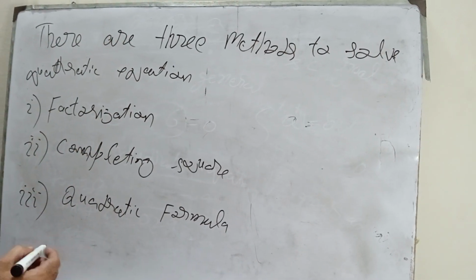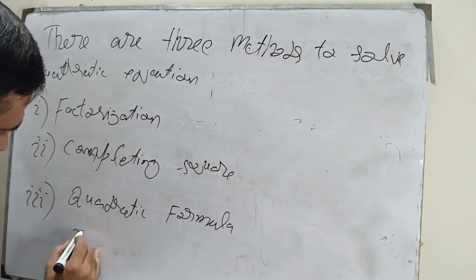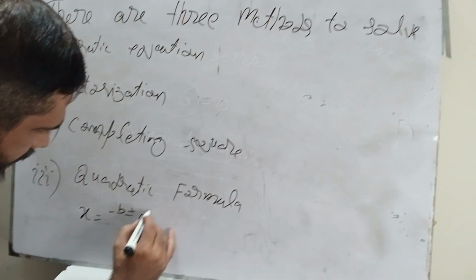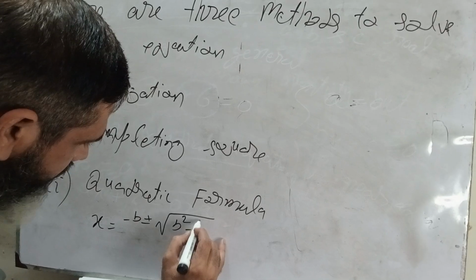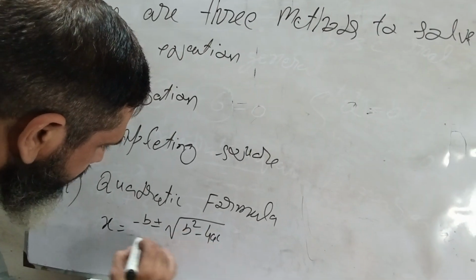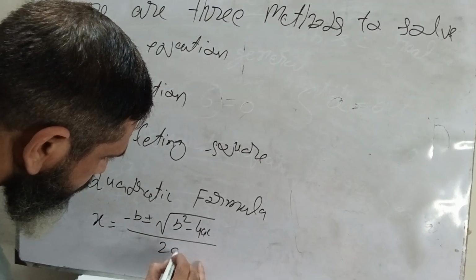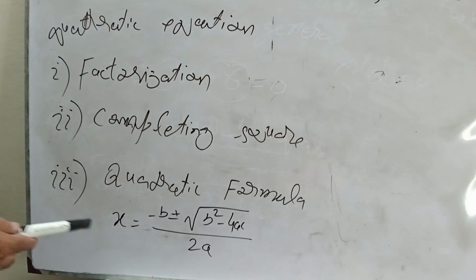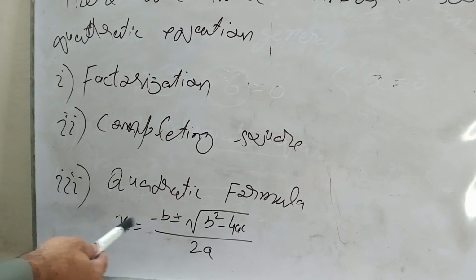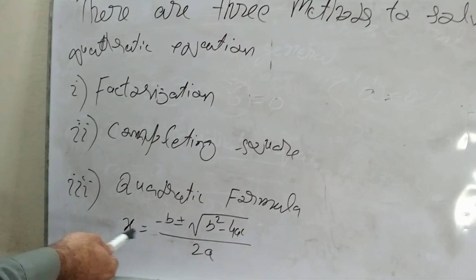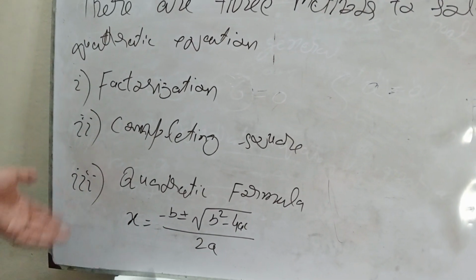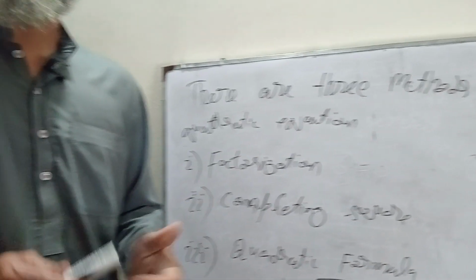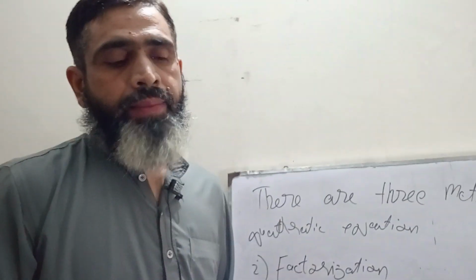What is the quadratic formula? The quadratic formula is x is equal to minus b plus minus under root of b square minus 4ac over 2a. Later on, we will discuss in detail about this quadratic formula and how we derive it. In the next lecture, we will solve exercise number 1.